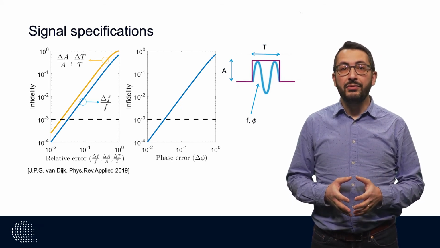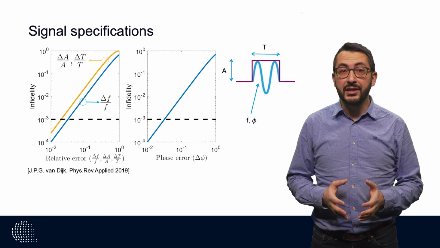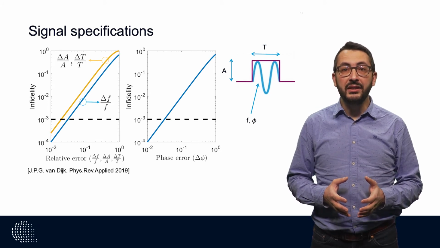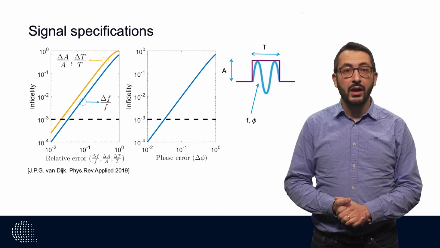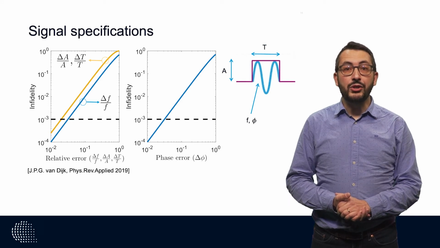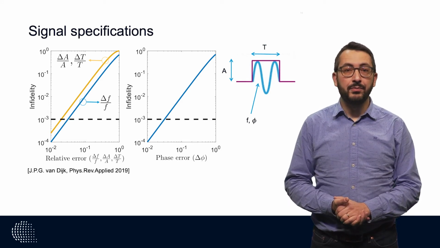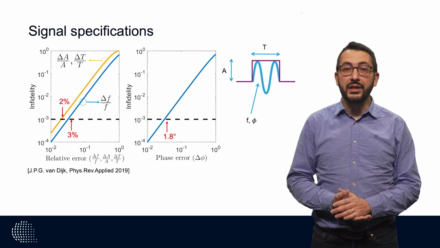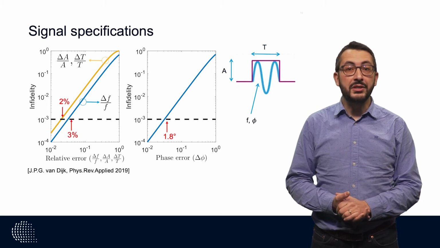Here, we want to have the fidelity of 99.9%, which means an infidelity of 10 to the power minus 3. We can find out how much accuracy we need for these parameters. For example, 2% for amplitude and time, 3% for frequency, and 1.80 degrees for phase accuracy.